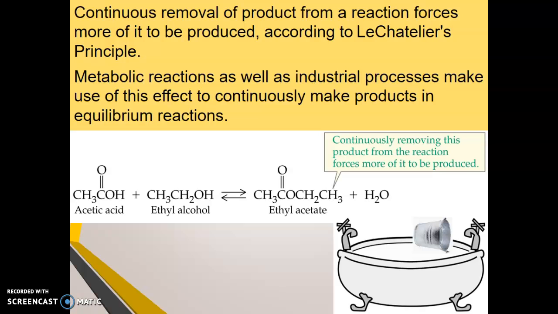Now, if we have continuous removal of the product from a reaction, this forces more of it to be produced according to LeChatelier's principle. Metabolic reactions as well as industrial processes make use of this effect to continuously make products in equilibrium reactions. So an example is acetic acid and ethyl alcohol form ethyl acetate. Continuously removing the product from the reaction is going to force more ethyl acetate to be produced.